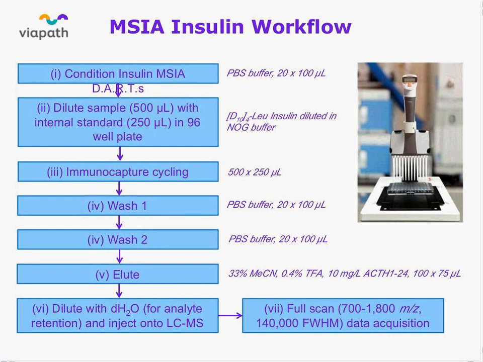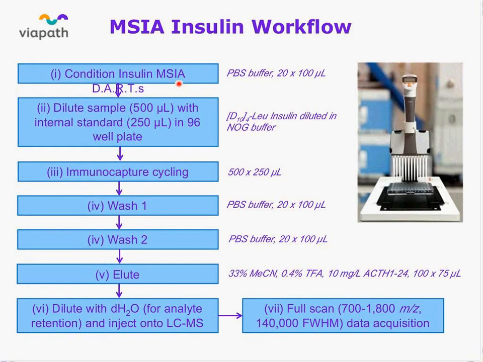So this slide then shows you how we actually go about the insulin assay. So the first thing we do here is we take our MSIA darts, that's the actual pipette, and we just condition those with a bit of PBS buffer. So we just pass some PBS buffer back and forth through the tips. The next thing we do is we take our sample. We currently use 0.5 ml of serum, which is quite high, but we just see we've got quite good sensitivity, so we may well be able to reduce that in the future.